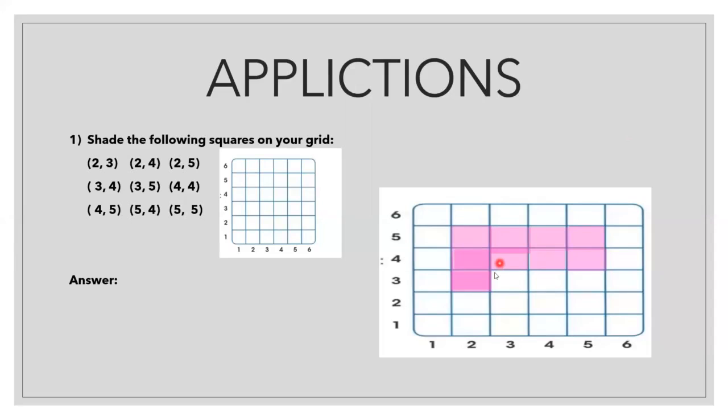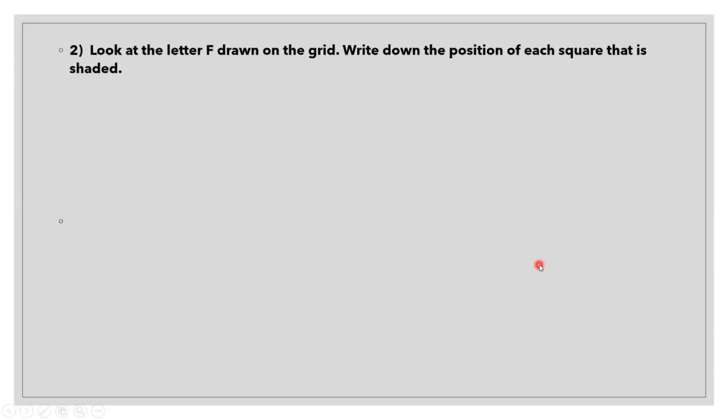Okay, so this is how the picture looks. Hope this is clear for you. Shall we move to the very next question? Okay, here comes your second question. Look at the letter F drawn on the grid.